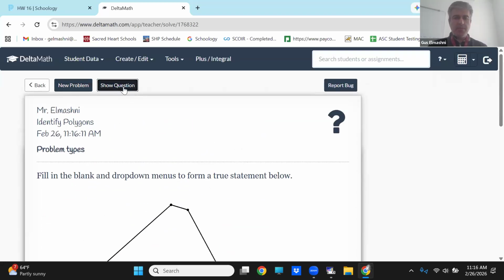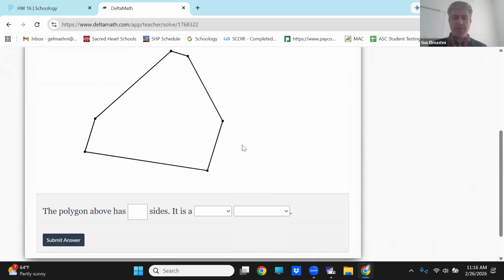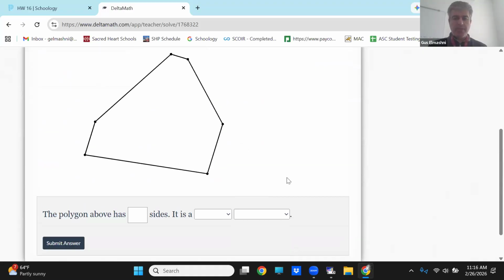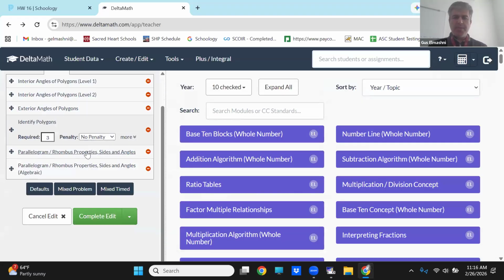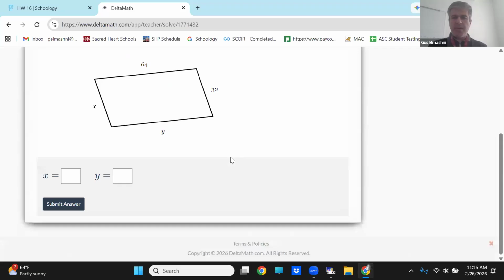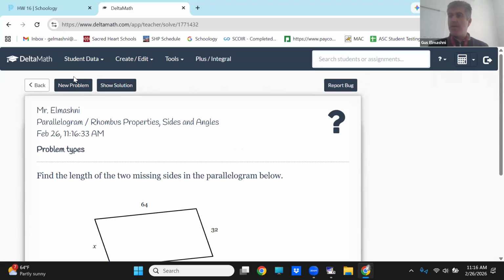And what's the question? Yeah, this is convex. It doesn't cave in, and of course, count the number of sides. One, two, three, four, five, six, and six sides. So that should be pretty easy too. And then just some old school stuff, like y is 64, x is 32. That's not that hard. Connor, go ahead.